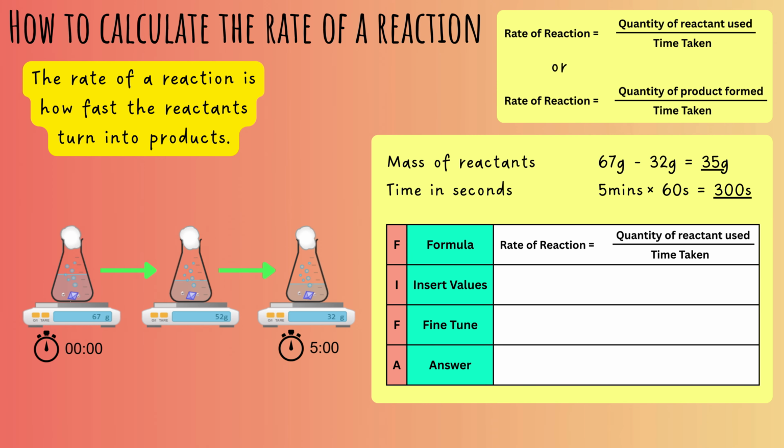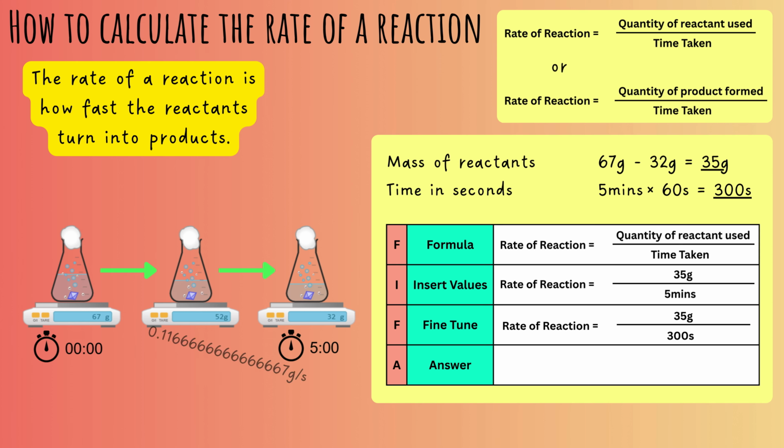Formula: the rate of reaction equals quantity of reactant used divided by time taken. So that's the first one there. You're going to insert the values, 35 grams divided by 5 minutes. In fine-tune, we're now going to convert that to the 300 seconds that we calculated earlier. We get, in our answer, 0.116 recurring grams per second.